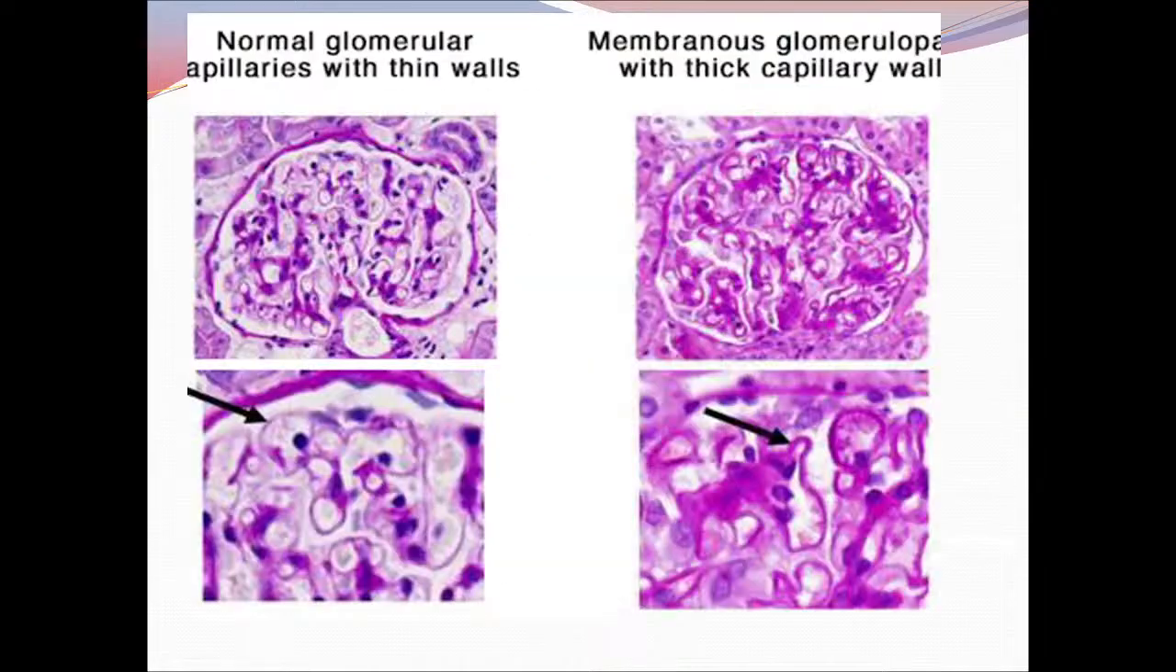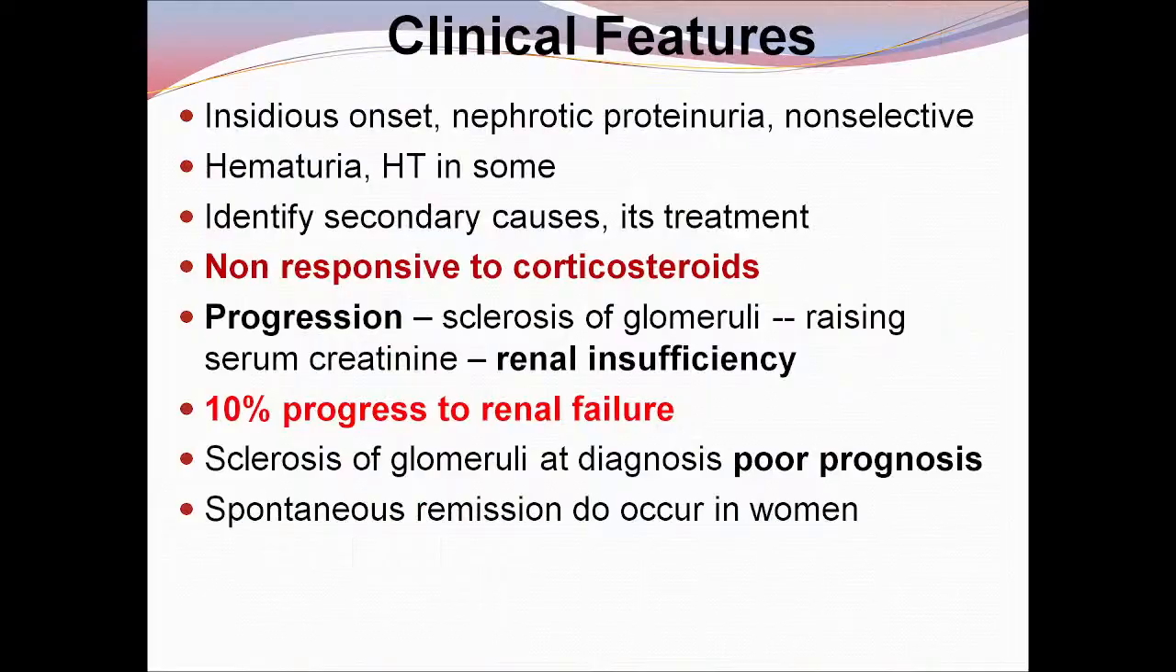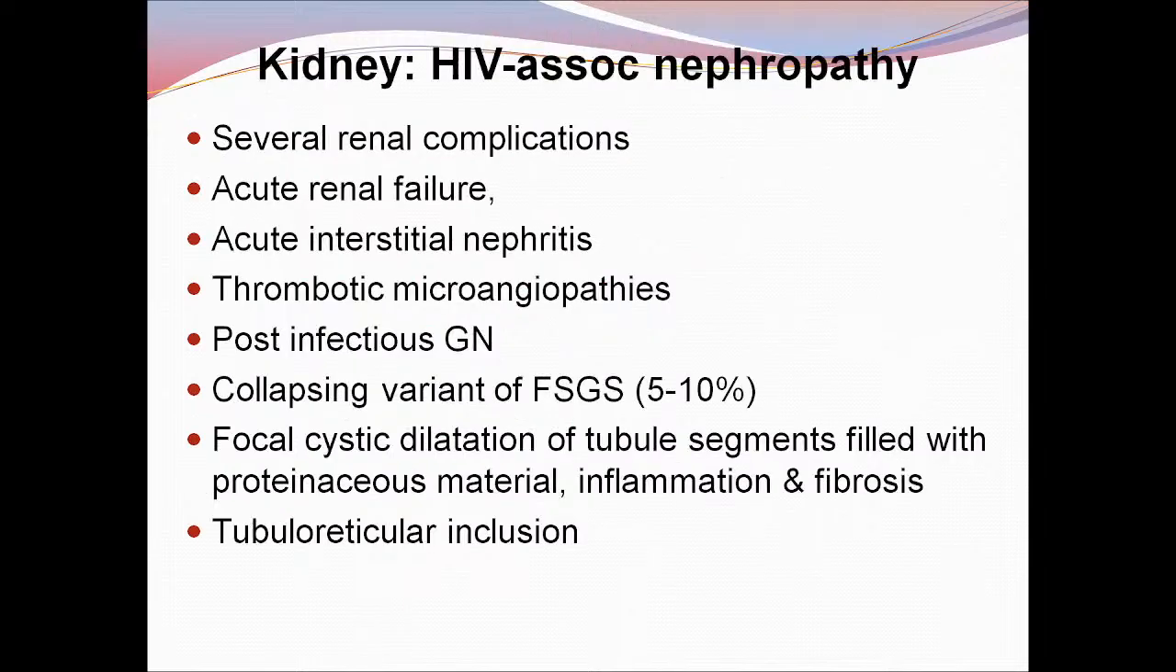You can appreciate this is a normal glomerulus with a very fine glomerular basement membrane, and here is a thickened glomerular basement membrane. You see immune complex deposition along the subepithelial end. This immune complex deposition gives rise, as I told you earlier, to granular deposits in immunofluorescence. You can see irregular granular deposits. These are generally non-responsive to steroids, and renal failure can be seen in 20% of cases.